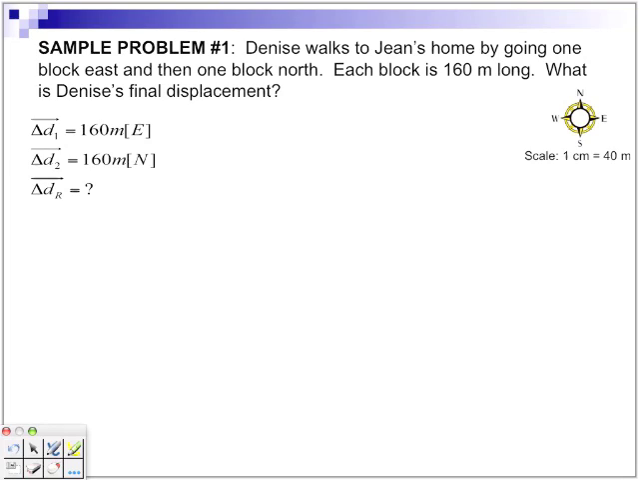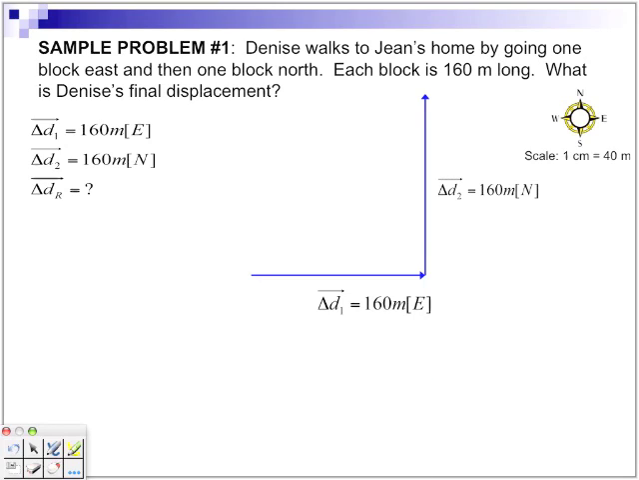Okay, so delta D1, 160 meters east. Delta D2, 160 meters north. So we have our delta dr, 160 meters represented east, and then north. Now, what's really important is you want to make sure, what angle are these two going to be? Right angle, right? So make sure that with your protractor, you do measure that it is in fact a 90-degree angle, because you know it's going to have to be that. Because if it's not, it's going to change your overall answer.